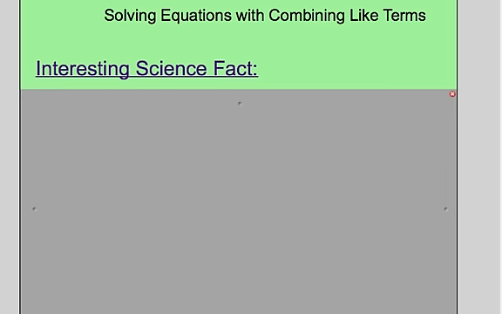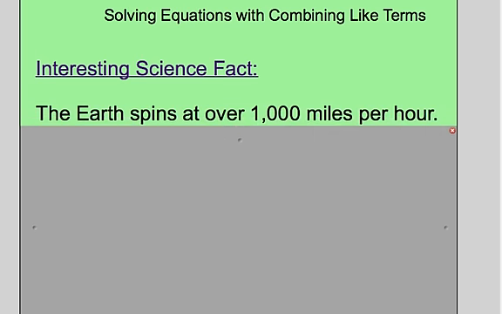Instead of a joke today, I'm going to give you an interesting science fact that I found. And I had a student who was asking me about this, so I thought I would just go ahead and give it out to everybody. So they asked me, how fast does the Earth spin around? Well, it turns out the Earth spins at over 1,000 miles per hour. 1,000 miles per hour. We don't feel it, but we are spinning that fast.